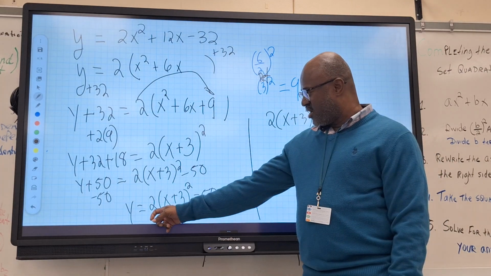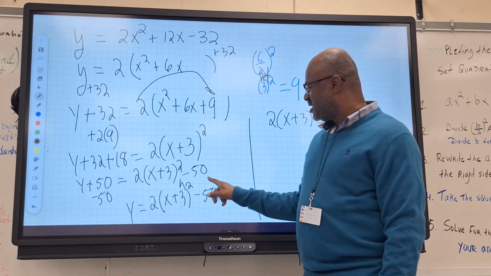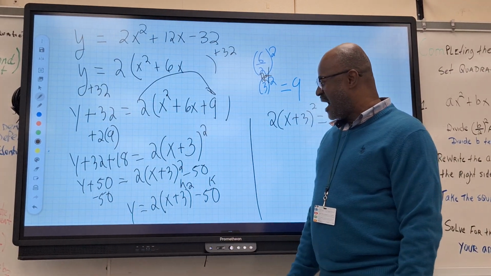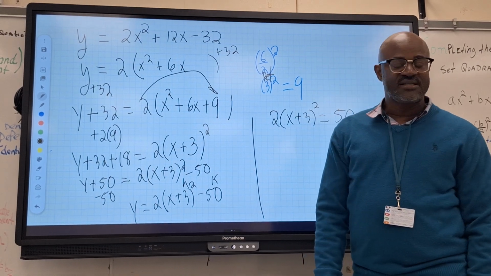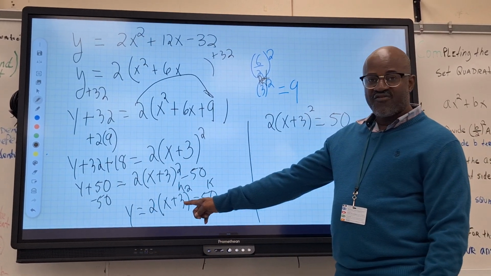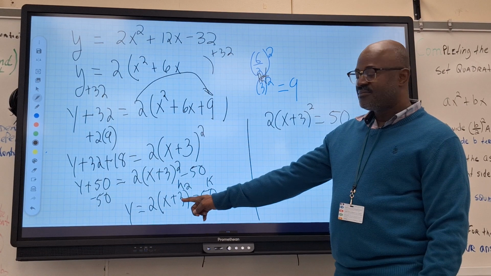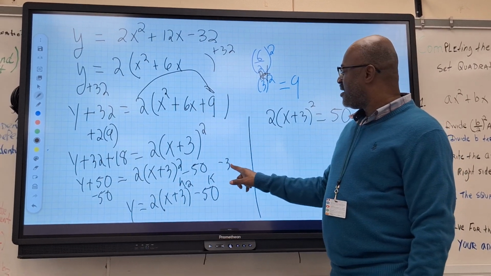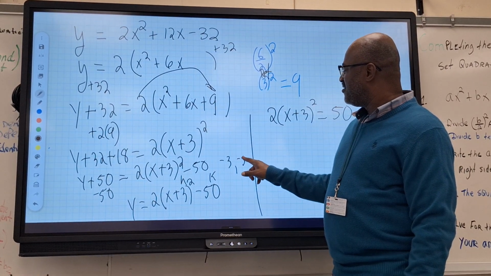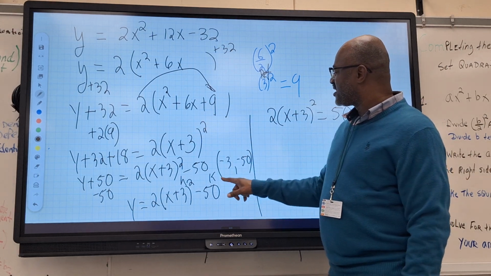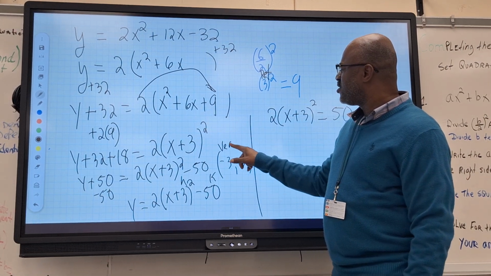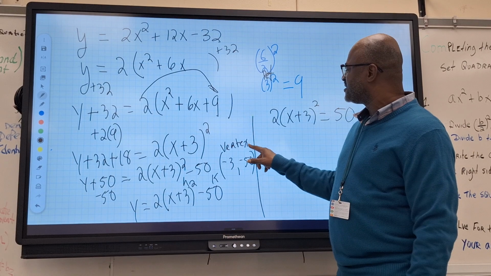You see, this is your A, this is your H, and this is your K. However, when you write your vertex, you always take the opposite of that. What is the opposite of that? That will be negative 3, comma, negative 50. That will be your vertex. So that's one of your objectives, to find the vertex.